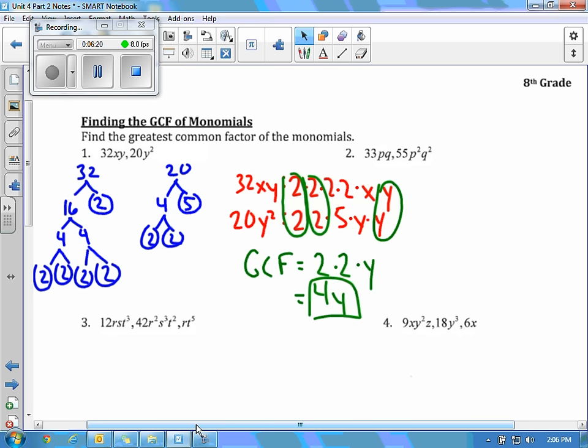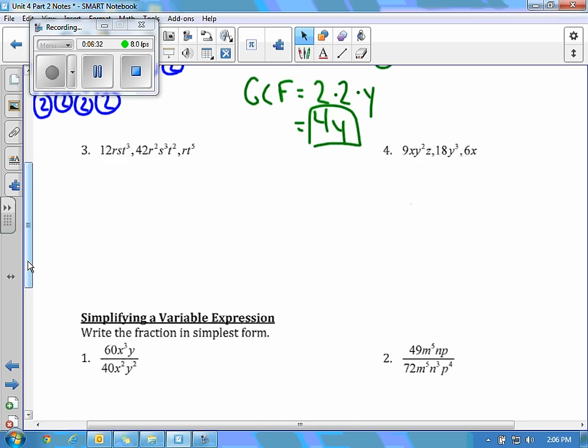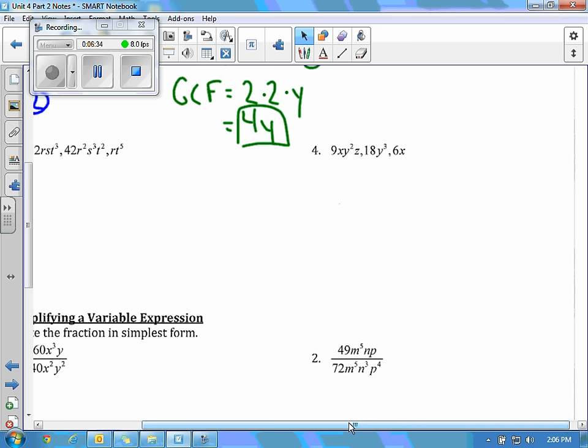So if you notice, they both had a y in common, but since we're doing greatest common factor, we took the lower exponent, which is y to the first. That didn't make any sense, don't worry about it. 2 and 3, I'm going to leave for you. I'm going to come over here and do number 4.